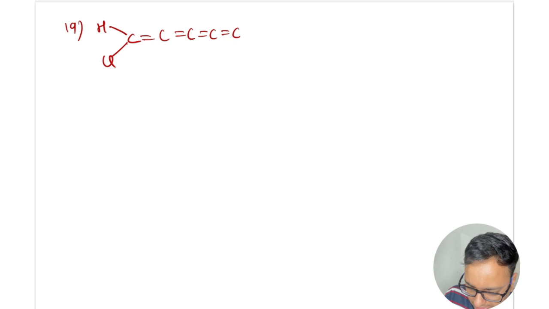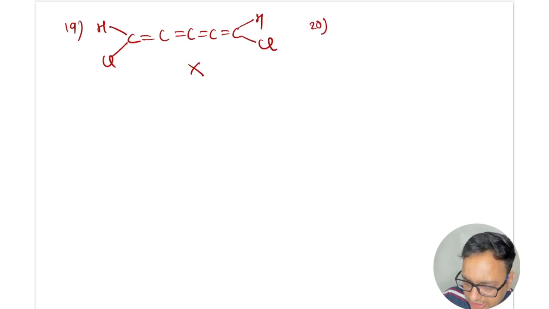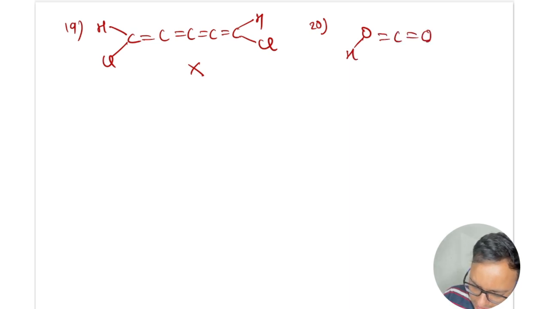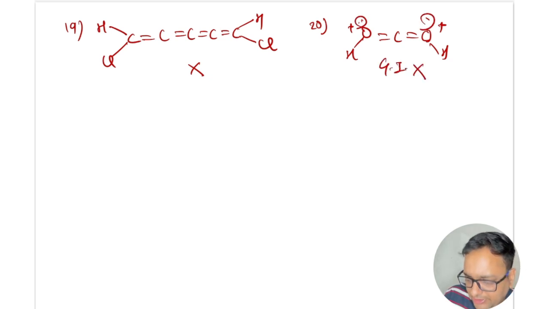19. H, C, Cl, double bond C, double bond C, double bond C, double bond C, H and Cl. We have an even number of double bonds, so it will not show GI. 20th. Oxygen, hydrogen, double bond C, double bond C, oxygen and hydrogen. This is a positively charged oxygen, so it will also not show GI, because we have an even number of double bonds, right?